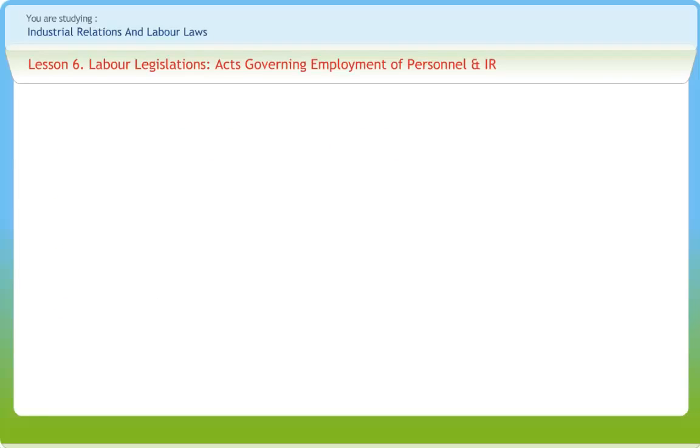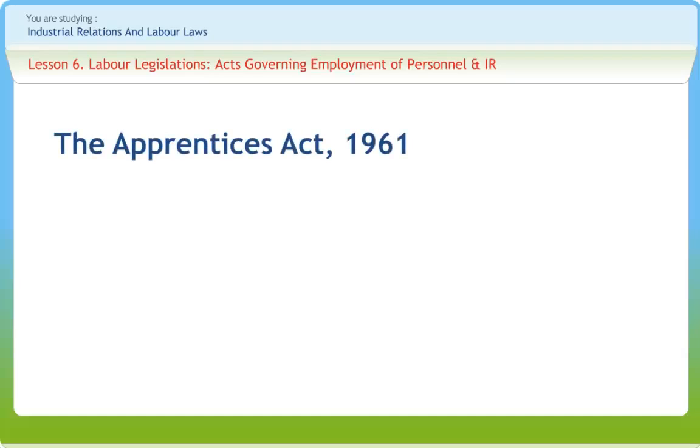Slide 9. Now let's discuss Apprenticeship Act 1961. It extends to the whole of India. It shall come into force on such date as the central government may, by notification in the official gazette, appoint, and different dates may be appointed for different states.